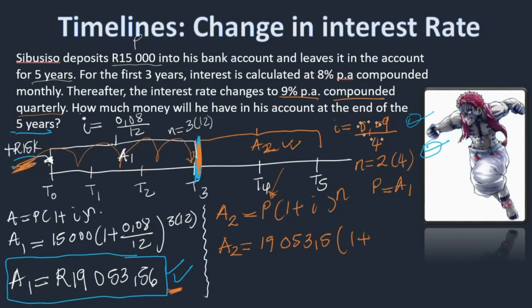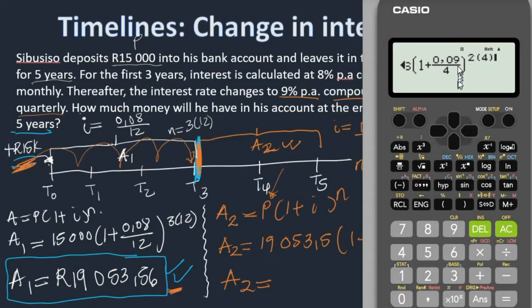My i is what? My i is this one because now we are using new information. Compounded quarterly, raised to how many years? The remaining 2 years. The remaining 2 years, remember, it's compounded quarterly, so it's raised to 2 multiplied by 4, which means now the final accumulated amount is going to be as follows. Let me use a calculator. So here we go. Here are the details. Press equal sign. This is equals to 22,765.